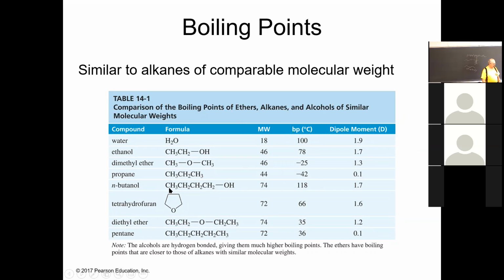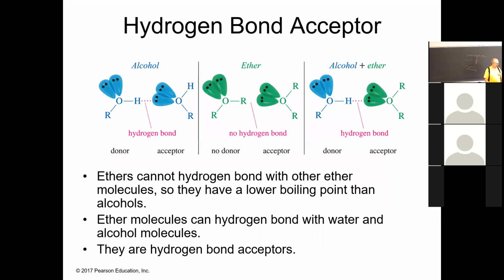Okay, butanol, or butan-1-ol, has about the same molecular weight as tetrahydrofuran and diethyl ether. But you can see that for the diethyl ether, the boiling point is much lower. In fact, diethyl ether is almost the same as pentane. Although ethers cannot donate hydrogen bonds, they can accept hydrogen bonds because of the lone pair of electrons. So they have some solubility in water and alcohols.